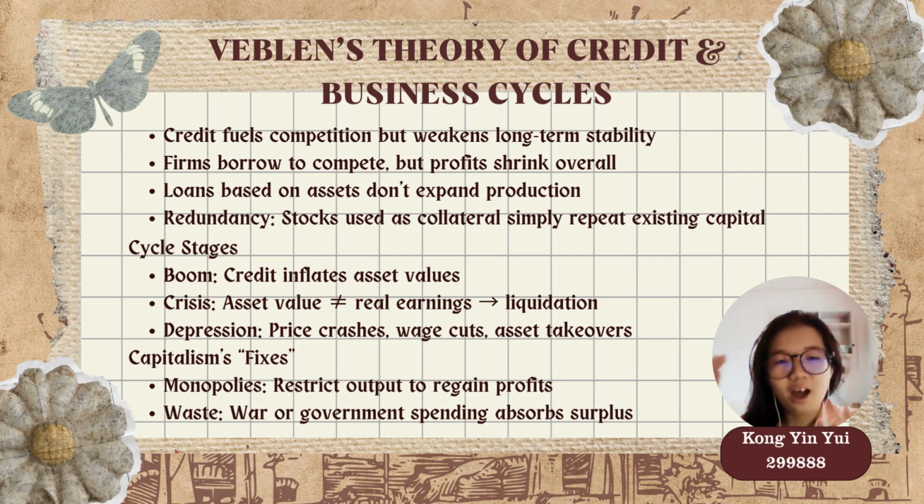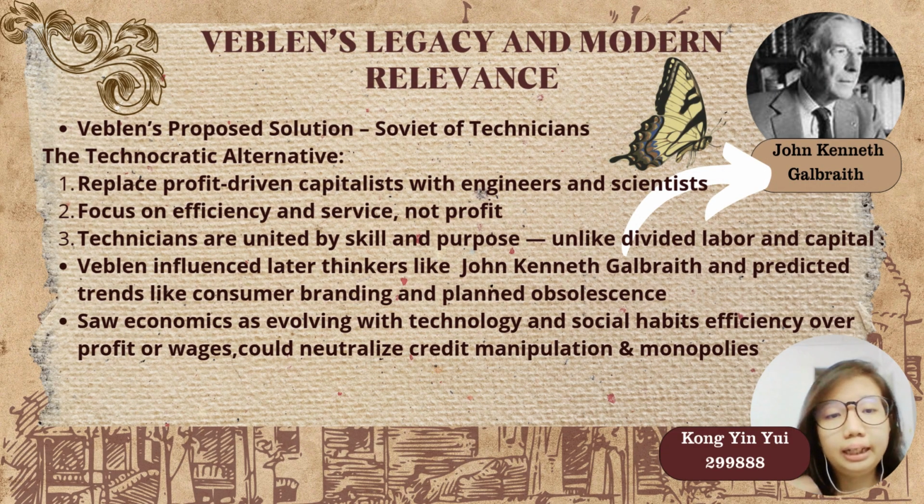Veblen said capitalism tries to fix this by forming monopolies or starting wars to absorb the extra production, but these are wasteful solutions. Veblen hoped for a society led by engineers, not capitalists, who would manage production based on efficiency and public goods. He called this the Soviet of technicians. Though idealistic, his vision influenced later economists like John Kenneth Galbraith and anticipated issues like planned obsolescence and consumer branding. In short, Veblen challenged both capitalism and mainstream economics, leaving a legacy that's still relevant today.